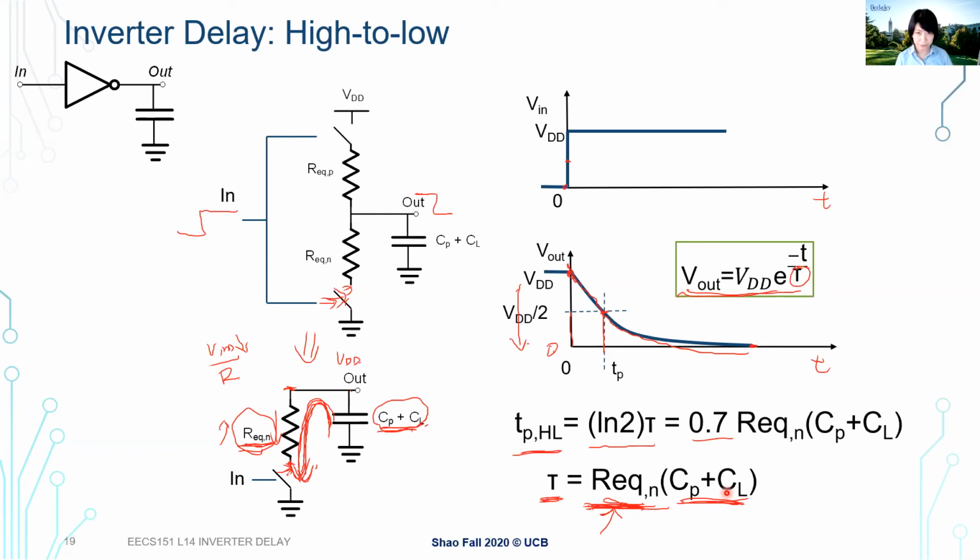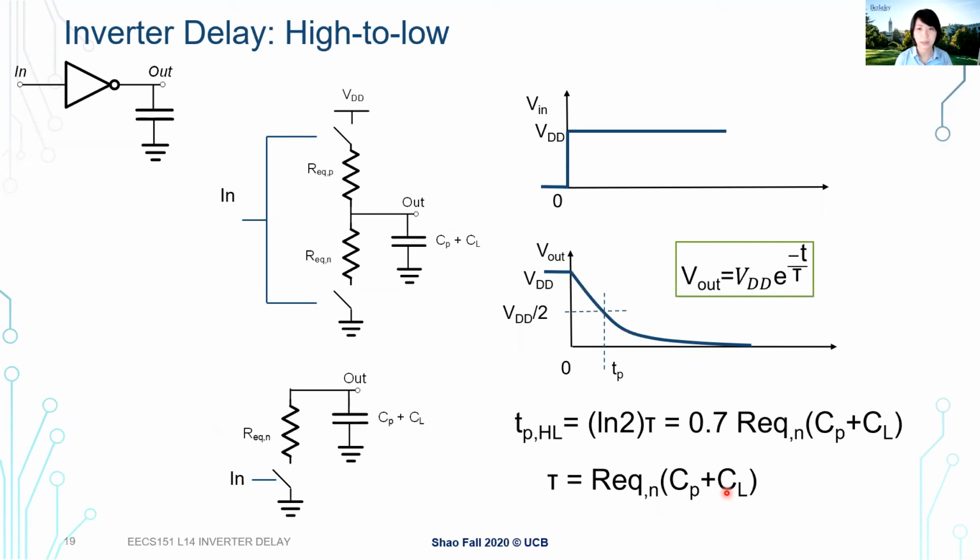So here we're focusing on the low to high propagation delay, which is basically 0.7 of our RC constant, resistance times capacitance. So that's basically our inverter delay. So we talk about how it doesn't just happen immediately, and the time it actually takes to make the switch is related to the capacitance and also the resistance that exist in this circuit.